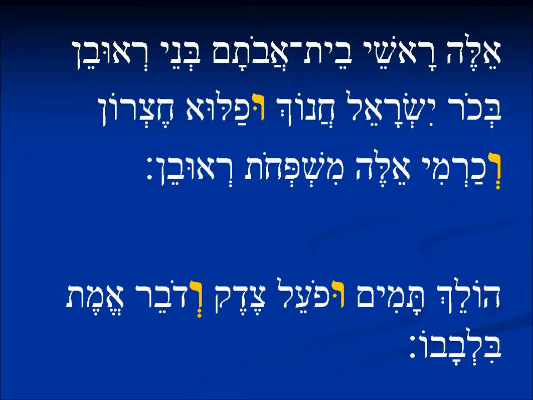Later on in the verse, there's a verb "to speak." You know this verb, davar, dover. It starts with a dalet. So the "and," the conjunction that precedes it, is a vav with a shva under it. Holech tamim u'fo'el tzedek v'dover emet bilvavo.